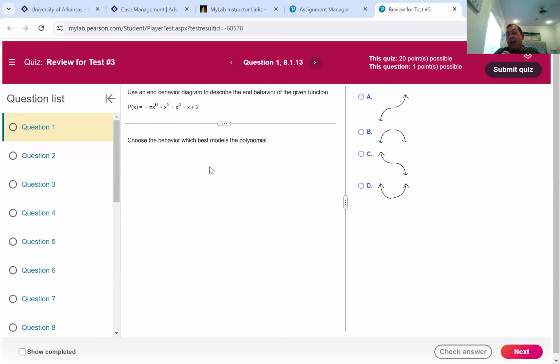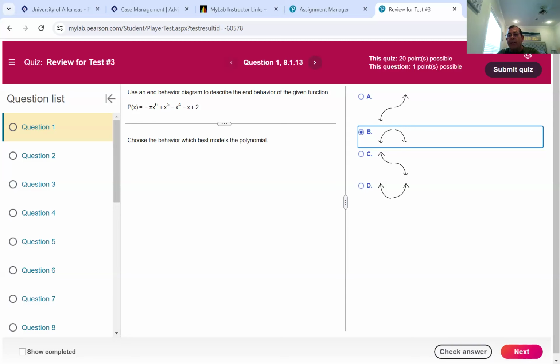So you got to look for the degree first. The highest exponent is a 6, so that is an even degree. The lead coefficient is negative. So when it was an even degree with a negative lead coefficient, both ends of that will go down. So we would choose B on that one. Okay, so we're just looking at our chart.